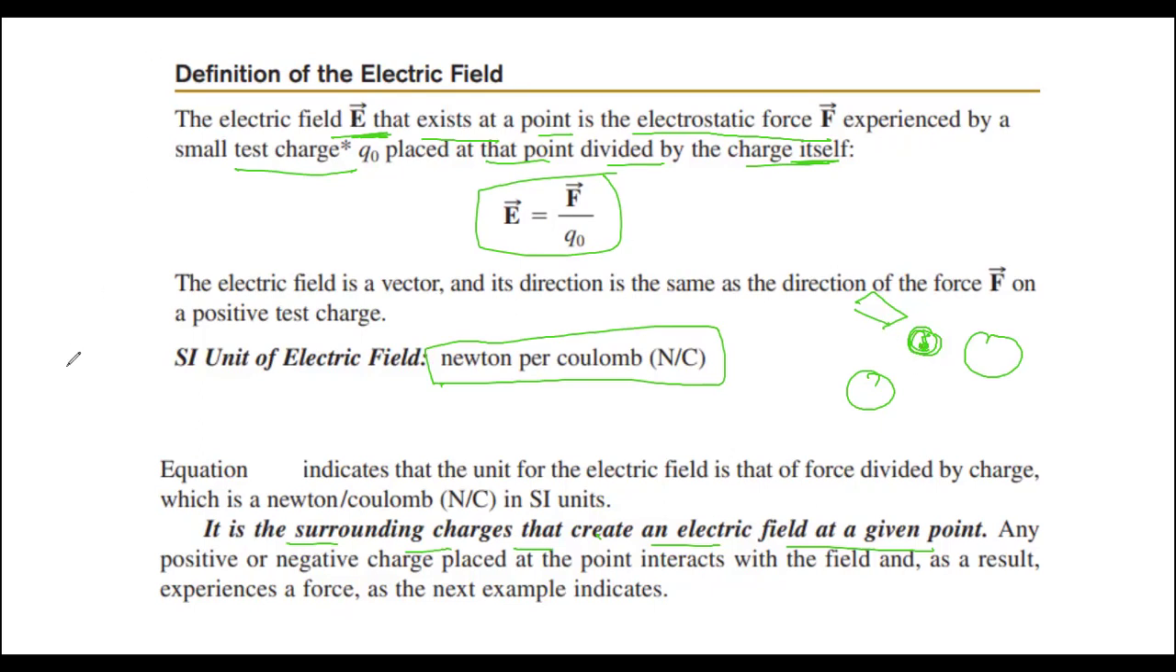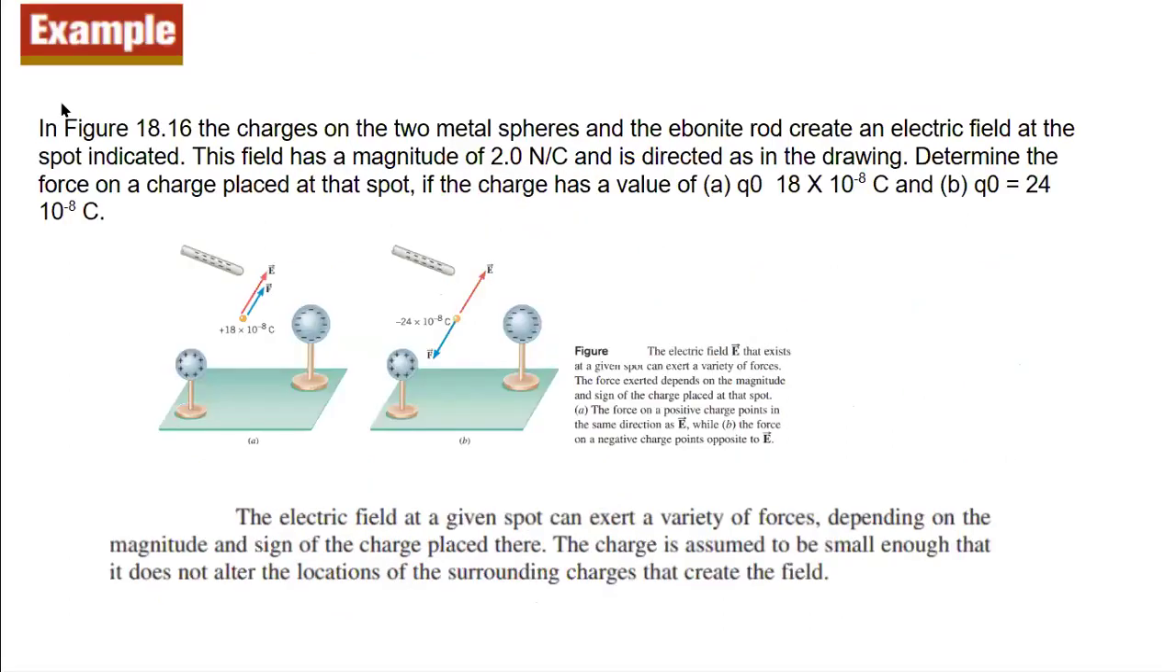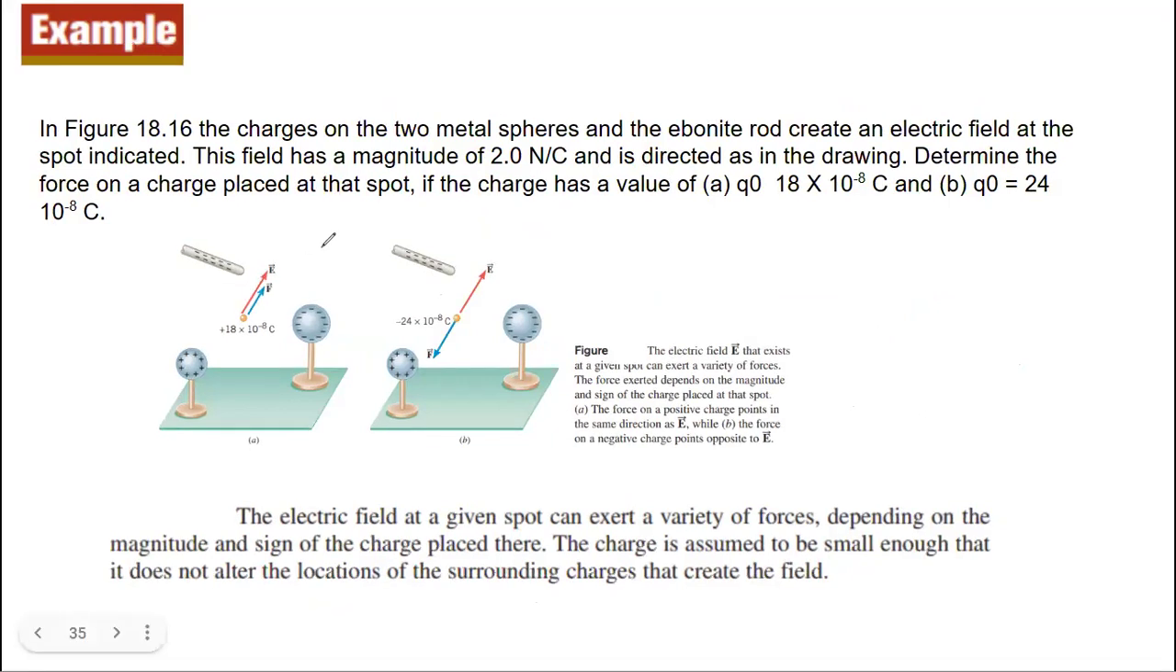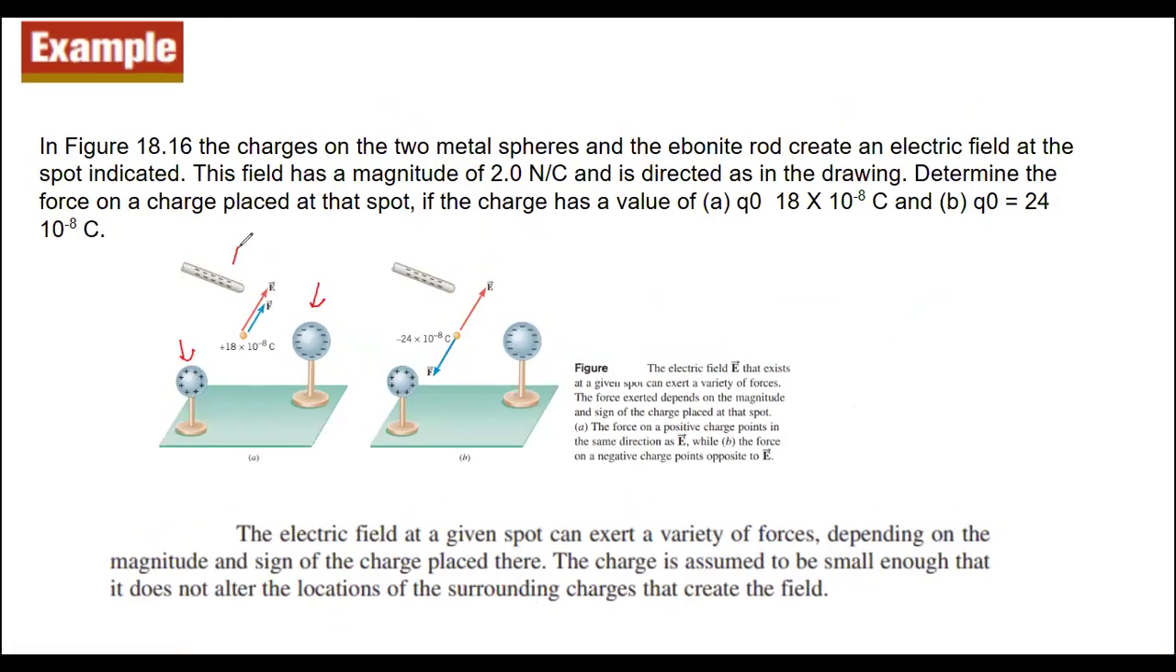Now let's see, here we have a question. The charges on the two metal spheres. Do you see the metal spheres in the figure over here? So we have two metal spheres, and then we have an ebonite rod. They create an electric field at the spot that is indicated. This field has a magnitude of 2 newtons per coulomb. So they're creating the electric field. The electric field value is given as 2 newtons per coulomb, and is directed as shown in the drawing. So it is like this, the direction is shown as well.